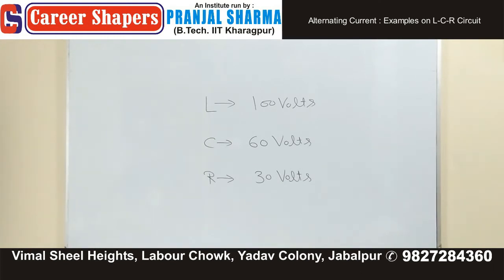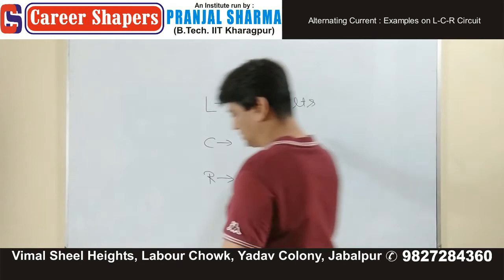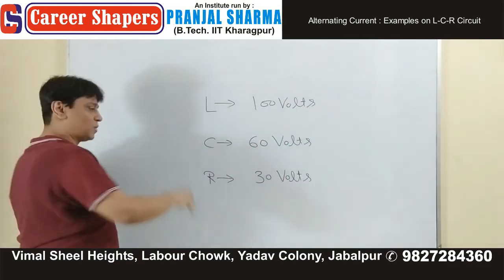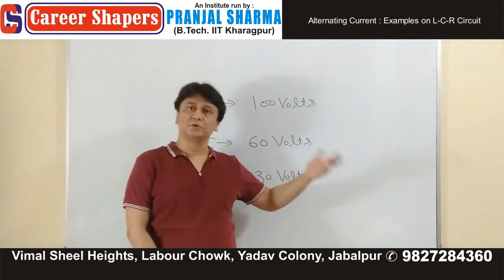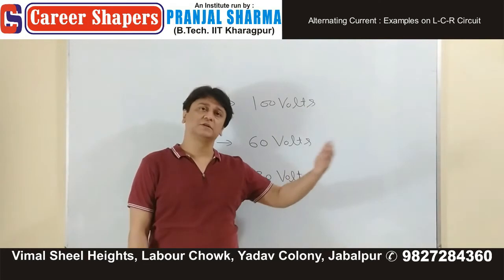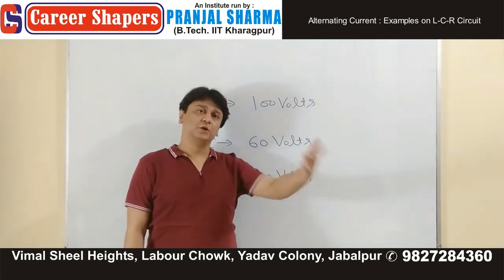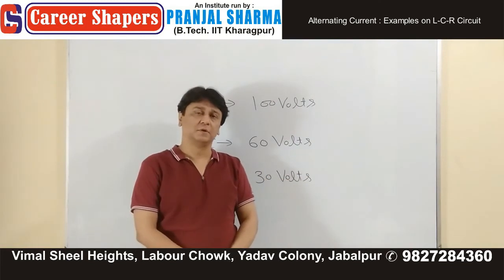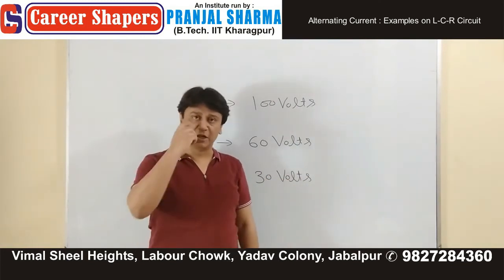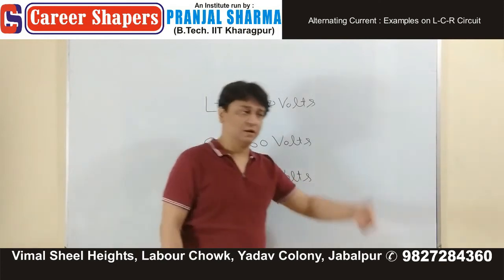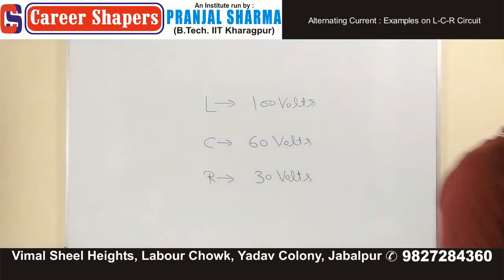One of you is asking to repeat the homework. Homework was in the previous question: for all the values, E versus T, I versus T, VL versus T, VC versus T, you need to produce the graphs. For all the instantaneous values, E versus T, VL, VC, all those things.